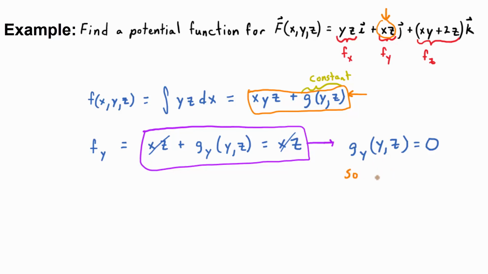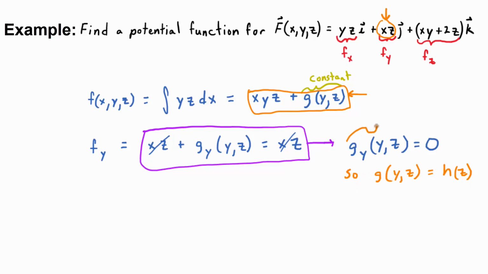So g sub y of yz, actually, let me go back up to the original function. So g of yz then could be just a single function of z. It could be a constant too. I don't know, but we have to put in the worst case scenario. Does that make sense? Because when you take the derivative of a function of z with respect to y, you get 0. That's the logic here.